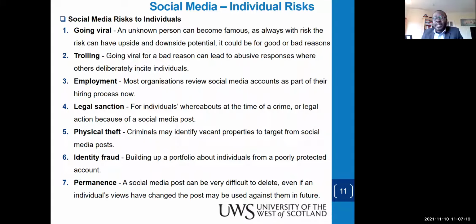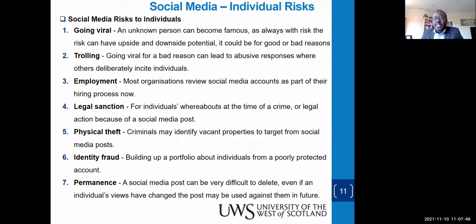Trolling. Going viral for a bad reason could lead to abusive responses, and it could also incite some individuals to act against you. So you see people trolling you, using words against you, telling you all sorts of things. Scott Travis, you heard his story. Okay, all of a sudden, he's now in the news because he organized a concert and people are injured and, I don't know whether someone is dead. And now everybody is saying, let's sue him. Legal suit held against him.